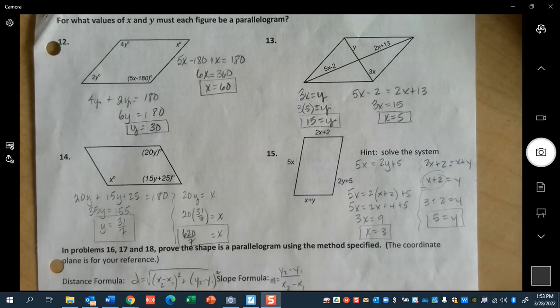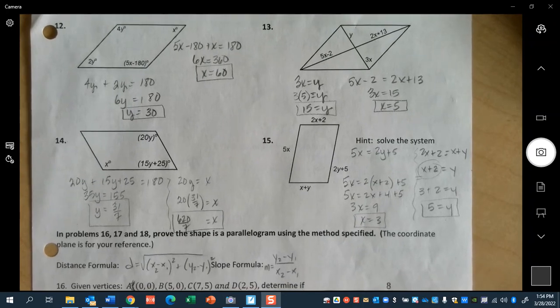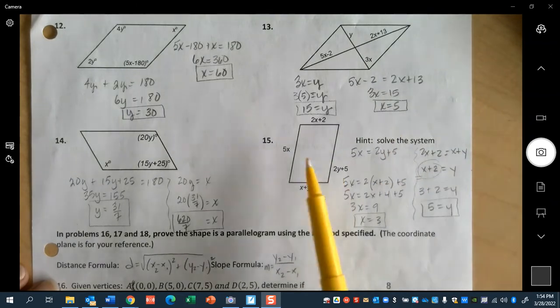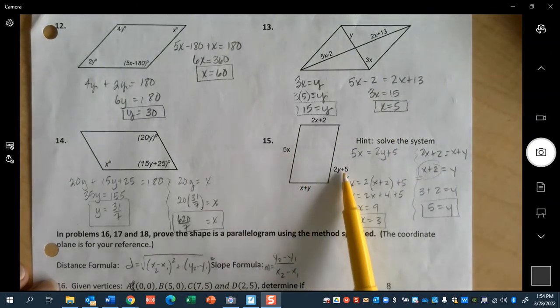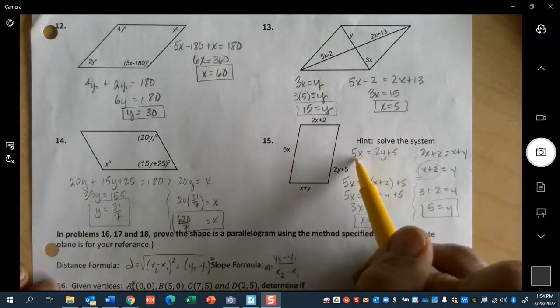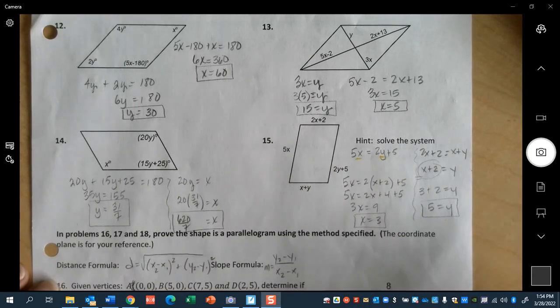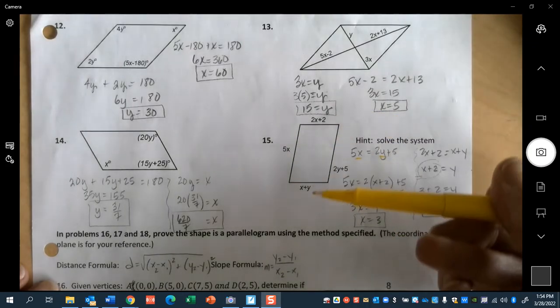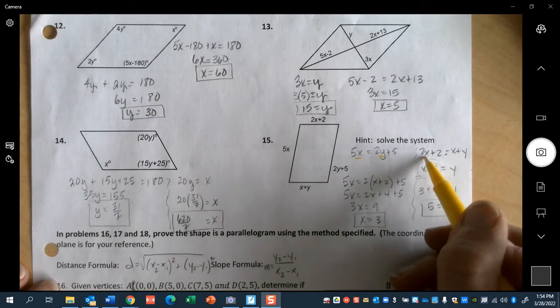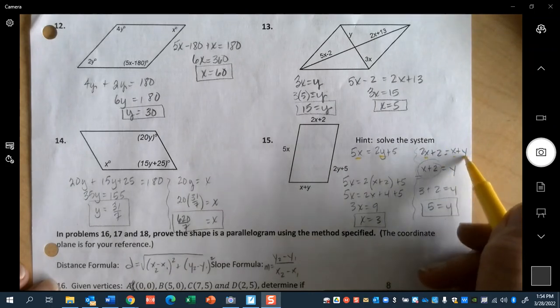And in number 15, we have another example of solving a system. So notice I wrote 5x is equal to 2y plus 5. I have an x and a y. I can't solve that. I have 2x plus 2 is equal to x plus y. I have an x and a y in the equation.